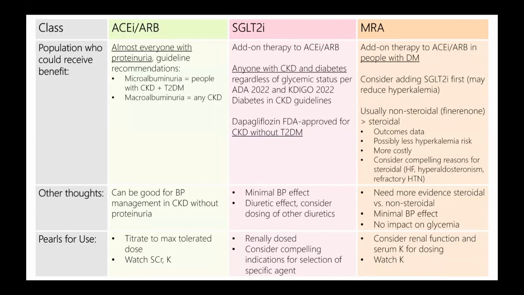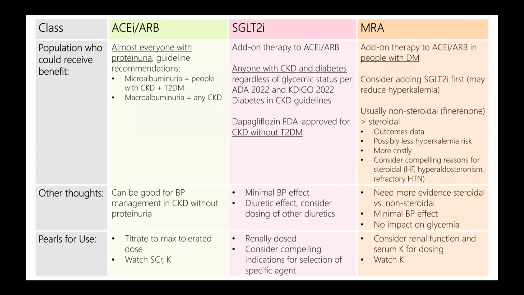And then finally, on the right-hand column of this table, we have the MRAs. This is an add-on therapy to an ACE inhibitor arm for people with diabetes. We'd want to consider adding an SGLT2 inhibitor first, as these might reduce the hyperkalemia side effects of an MRA. And usually non-steroidal MRAs, like finerenone, would be recommended over steroidal, just due to the outcomes data and possibly less hyperkalemia risk. However, they do come at an increased cost, and we should consider the compelling reasons for a steroidal MRA that I already discussed.